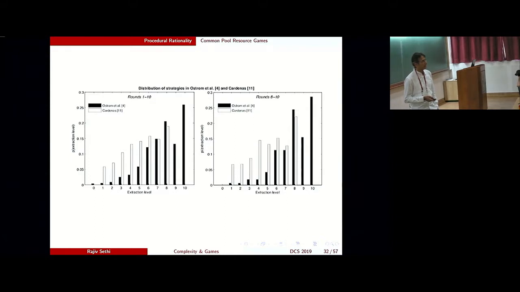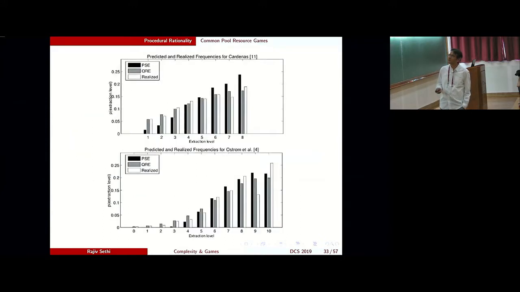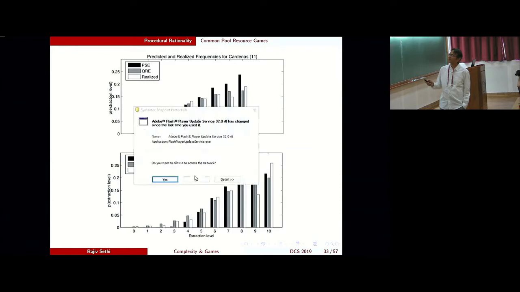What you're doing, I want to show you, is that you're getting pretty close to sampling equilibrium. It just happens to not be Nash equilibrium. So let's compute the stable sampling equilibrium for these games and see what happens. First, let's look at Cardenas, the one where the strategies were 1 to 8.